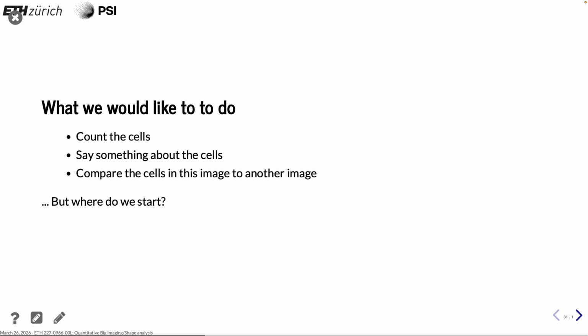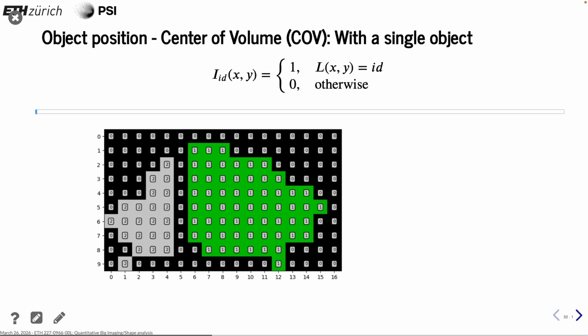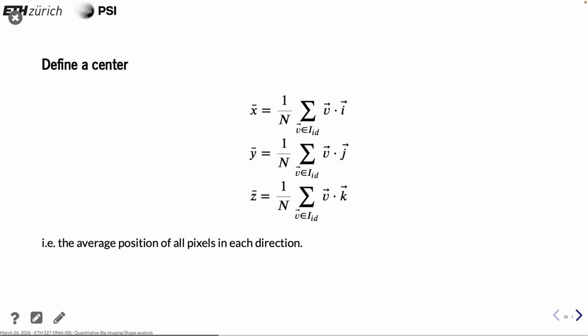So how would you start? One thing is we can look at the object position, which is the center of volume. Here we have identified 2 items. We have the large one and the small one. And in principle, we have a little set here of pixels for each object. And this is what we are going to use to compute the center of volume of this object.